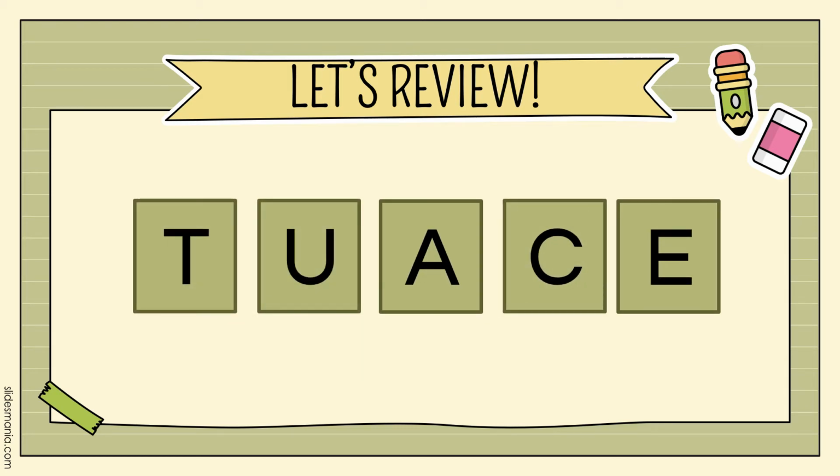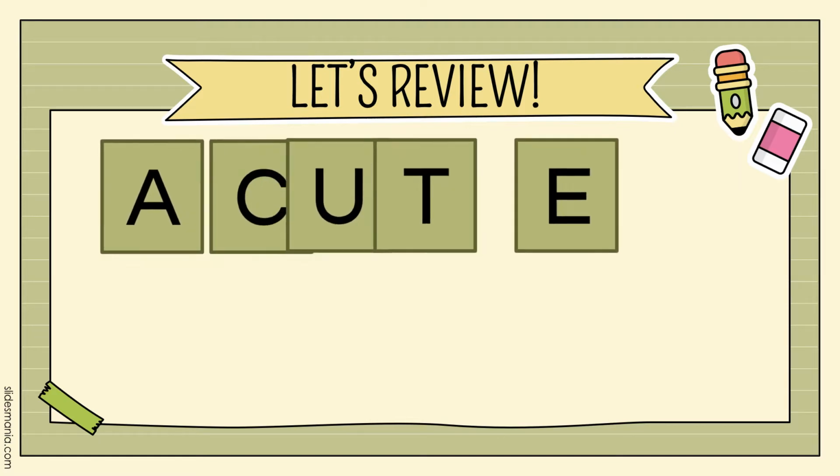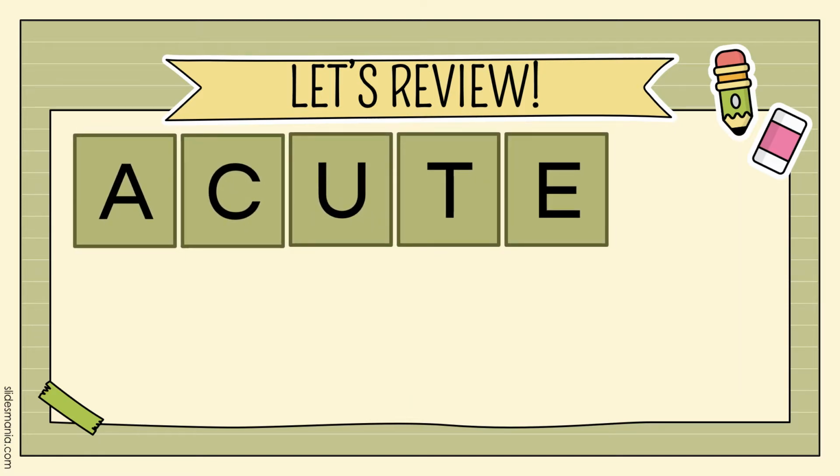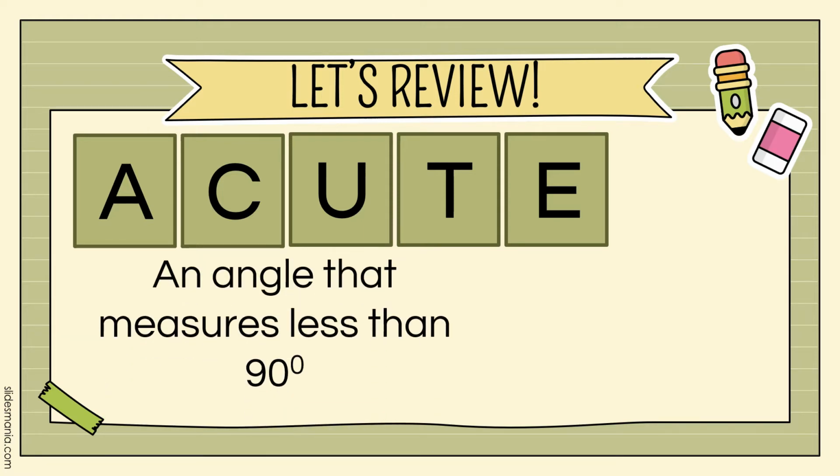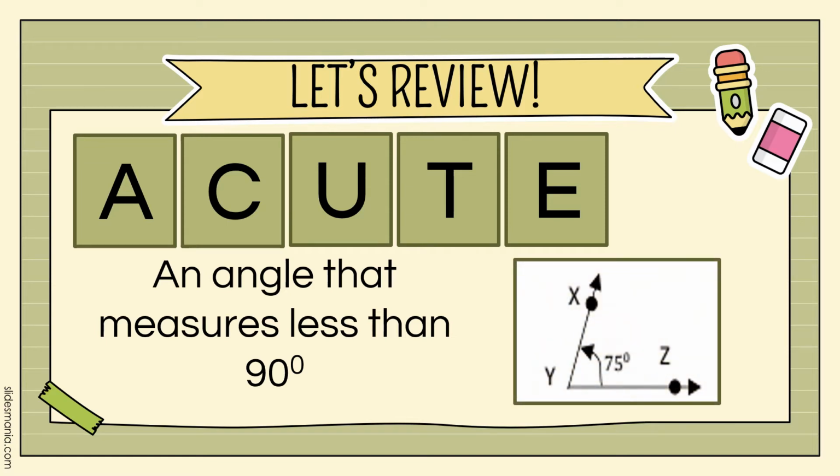Okay, what is that? If your answer is acute, you are correct. So acute, we are referring to acute angles. So what is an acute angle? An acute angle is an angle that measures less than 90 degrees. So here is an example of an acute angle. We have angle XYZ, which measures 75 degrees. Since 75 degrees is less than 90 degrees, that is considered an acute angle. What do you think is the next type of angle that we are going to discuss?